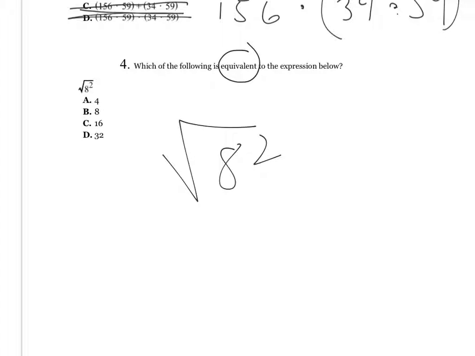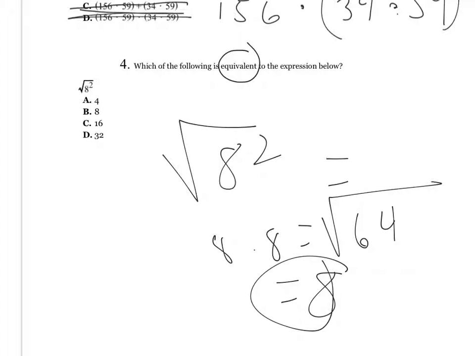Well, what do we know? Let's solve the problem out. We're going to do the square first. We have 8 squared. So we just do 8 times 8, which equals 64. Now I have 64 in the square root. You all have calculators. I want you guys to type in the square root of 64 and tell me what you get. You all should have gotten 8. So my answer is going to be B, 8.